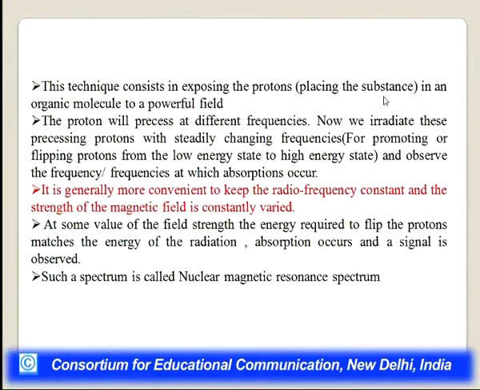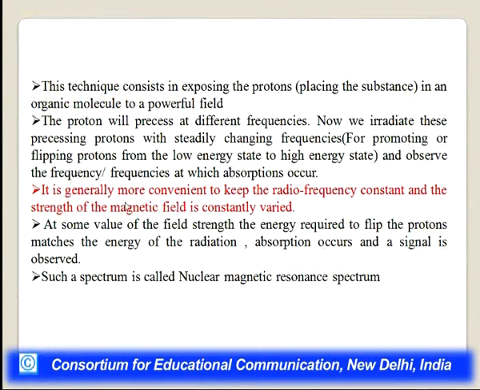This technique consists in exposing the protons of the substance which you need to analyze, an organic molecule, to a powerful field. The protons will precess at different frequencies because the protons are different. So all the protons cannot precess at the same frequency, and this is the root cause for the generation of the NMR spectrum. Now we irradiate these precessing protons with steadily changing frequencies, for promoting or flipping protons from the lower energy state to the higher energy state, and observe the frequencies at which absorption occurs.